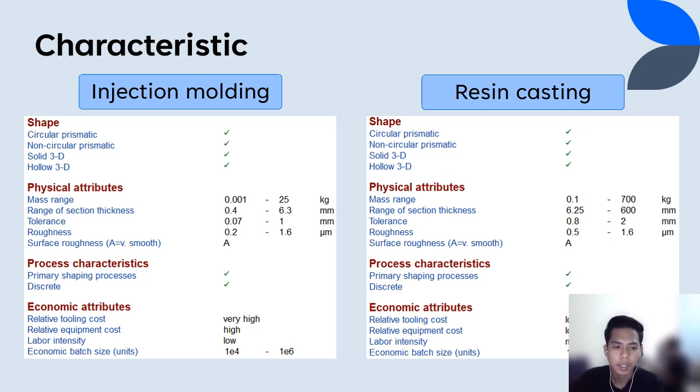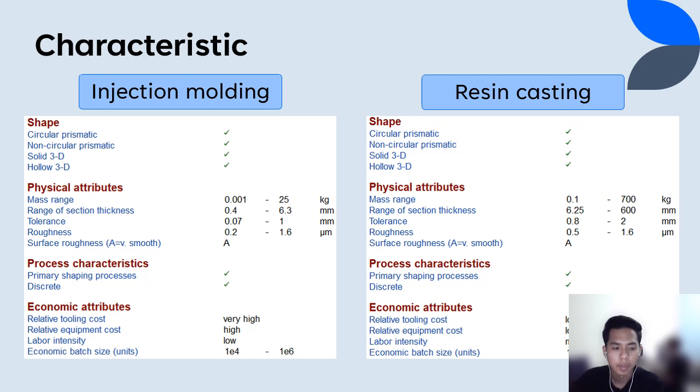For the physical attributes, mass range is 0.001 until 25 kg, range of section thickness 0.4 until 6.3 mm, tolerance 0.07 until 1 mm, roughness 0.2 until 1.6 micrometer, and the surface roughness is smooth. Next, process characteristics. It can be used for primary shaping process and discrete.